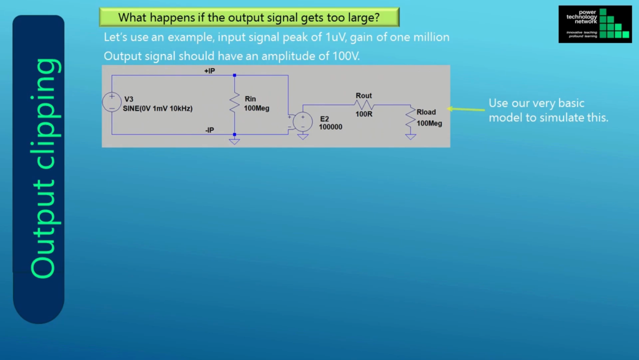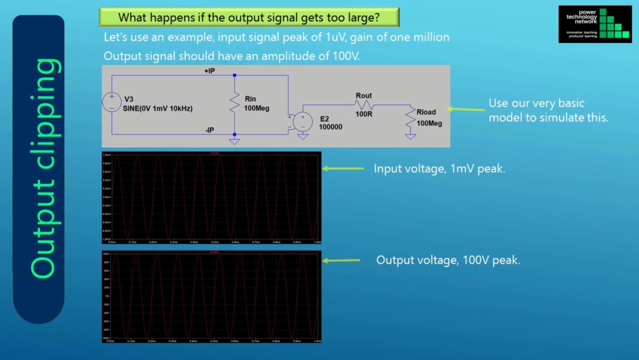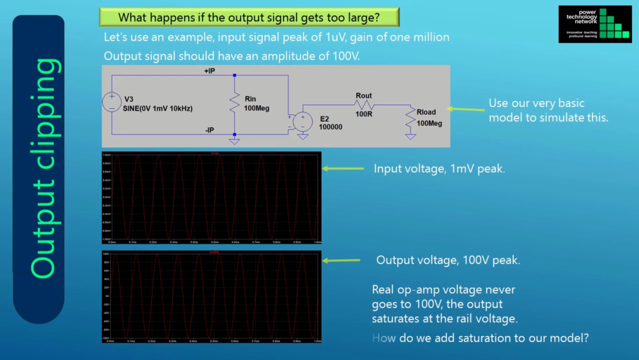Let's use the ideal op-amp model to investigate what happens under these conditions. In this plot the input voltage has a peak of 1 mV. And in this plot, the output voltage is shown with a peak of 100 volts. As we already said earlier, this is not possible for a real op-amp to produce a 100 volt output. The output of a real op-amp saturates or clips at the rail voltage. This means that the output voltage of an op-amp cannot be more than the supply voltage. So, how do we model output saturation or clipping? This is the subject of the next slide.